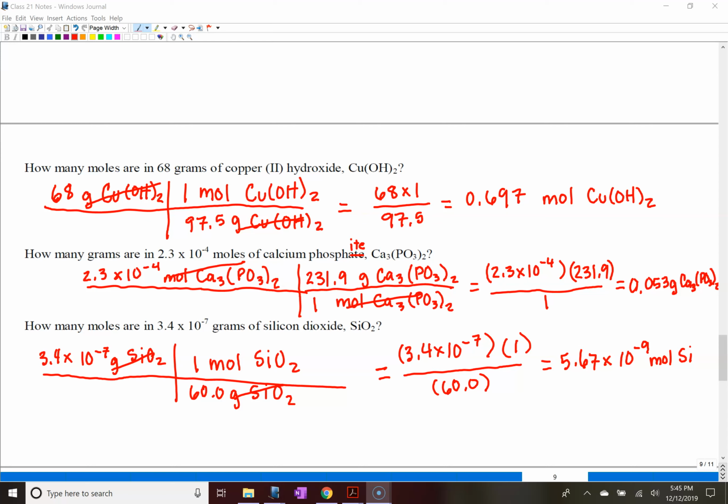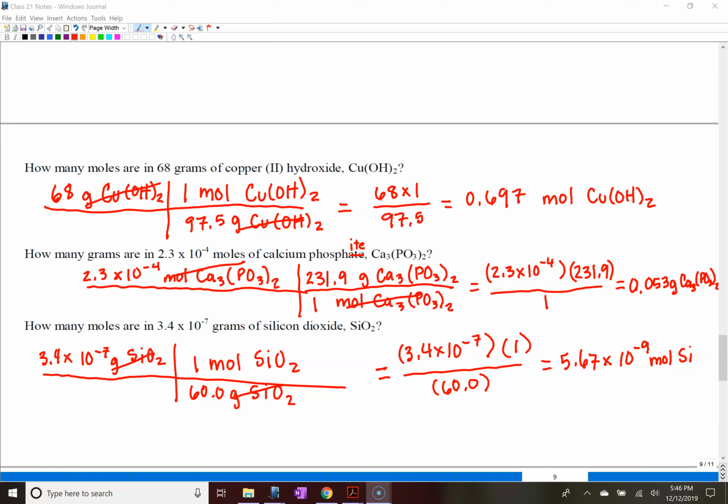Number 1, how many moles are in 68 grams of copper 2 hydroxide? So I'm going to take the 68 grams of copper 2 hydroxide, put that in my given, cross over grams of copper 2 hydroxide, and I'm going to use moles at the top. I know that 1 mole has a mass of 97.5 grams. So that's going to tell me that I have 0.697 moles of copper 2 hydroxide.